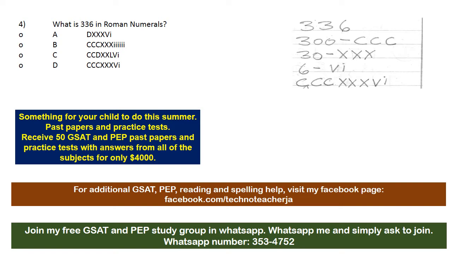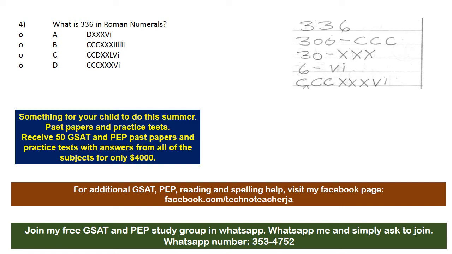Okay, let's go on to the next rule. The next rule is the letters V, L, and D may be used only once. Why? Because V is 5 and VV would be 10, but we already have a letter for 10. X is 10.